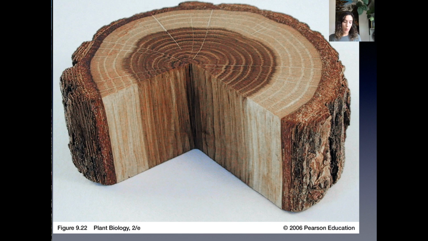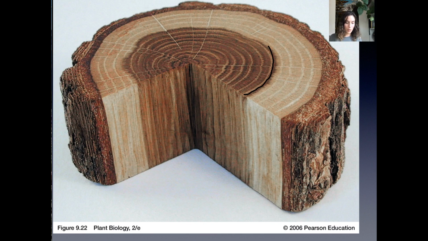Now, we've already talked about what these lighter and darker lines represent. These represent yearly growth rings. And the reason why they're darker than light and then darker than light is because of the seasonality here, right? We talked about that earlier.